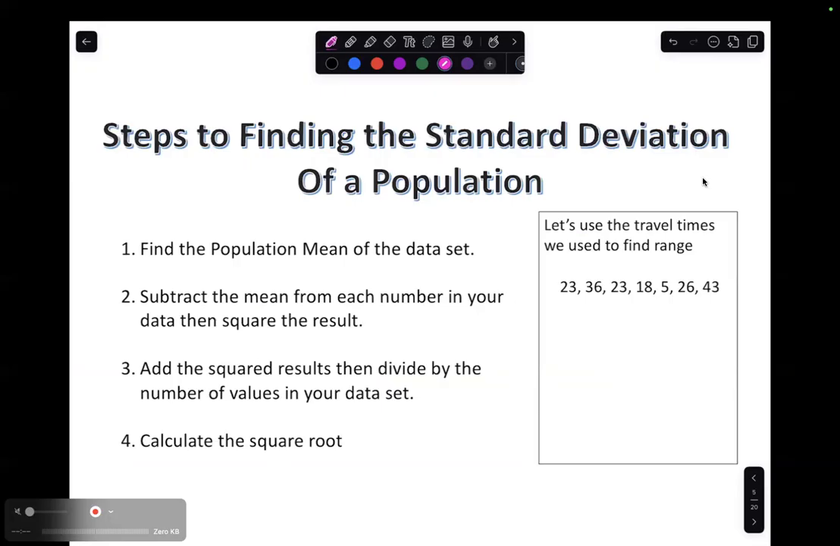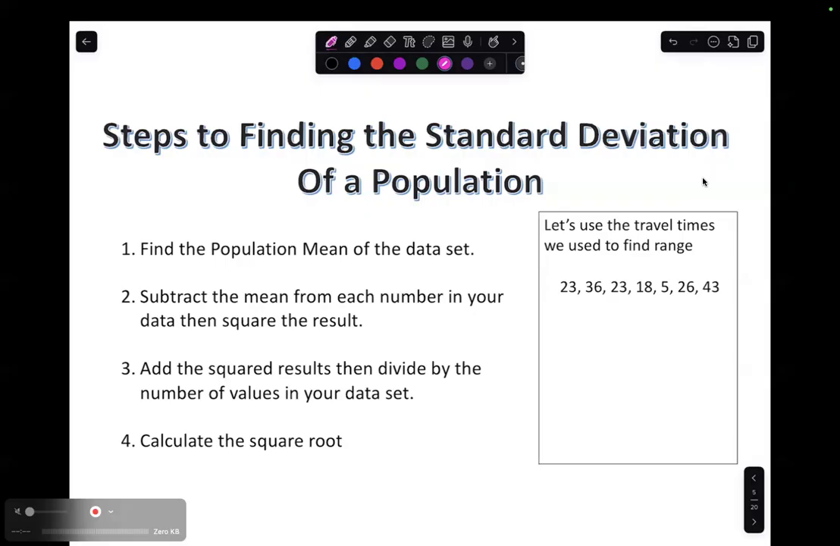Yeah, no, you're good. So you find the population mean. I already mentioned the mean, but you're going to subtract the mean from each data value, then square the result. So you're going to square that difference. Then you add all of those squared differences together and divide by how many data values you have. Then you take the square root. We're going to do the math right here together.